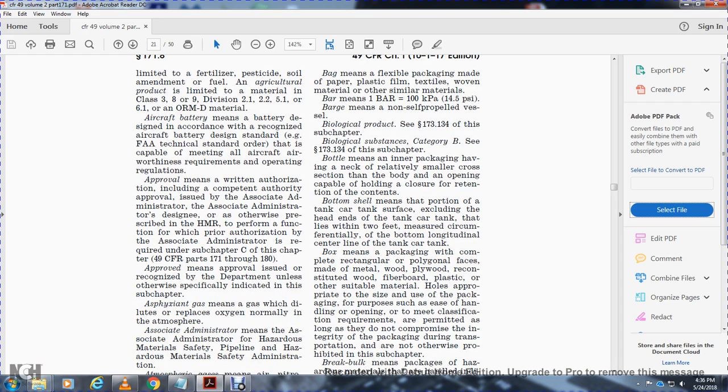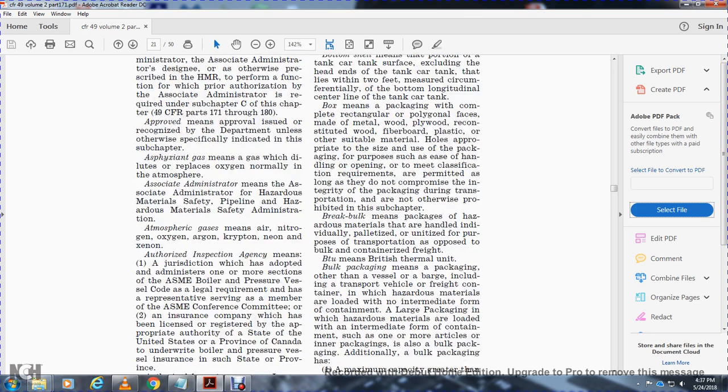Box means a packaging with complete rectangular or polygonal faces, made of metal, wood, plywood, reconstituted wood, fabricated plastic, or other suitable material. Holes appropriate to the size and use of the packaging, such as for ease of handling or opening or to meet classification requirements, are permitted as long as they do not compromise the integrity of the package during transportation and are not otherwise prohibited in this subchapter. Break bulk means packages of hazardous materials that are handled individually, palletized, or unitized for purposes of transportation, as opposed to bulk and containerized freight.